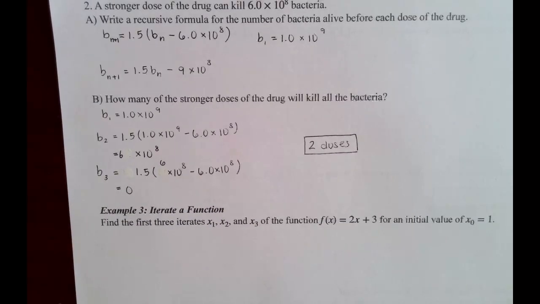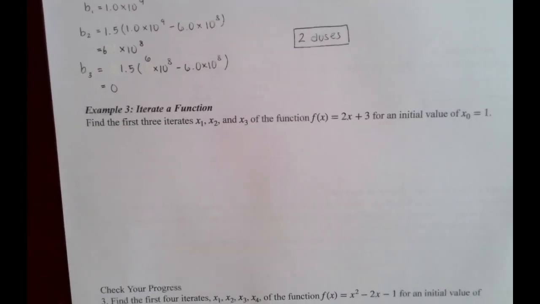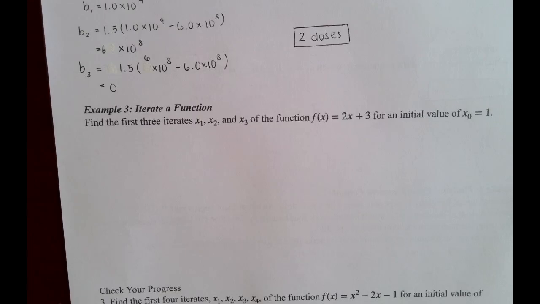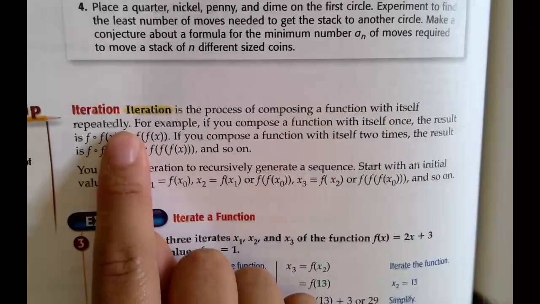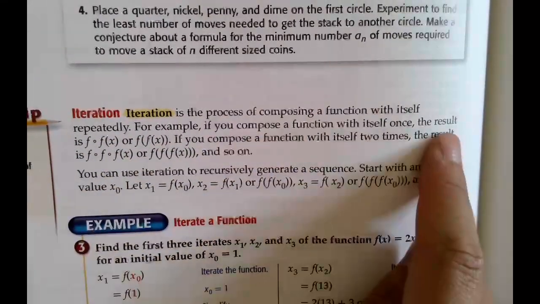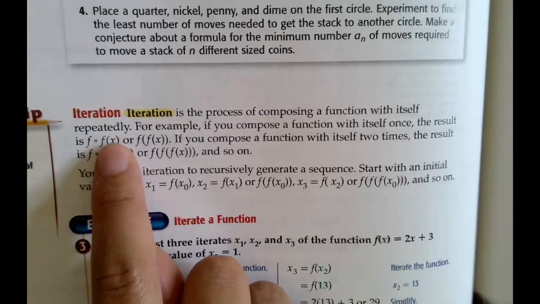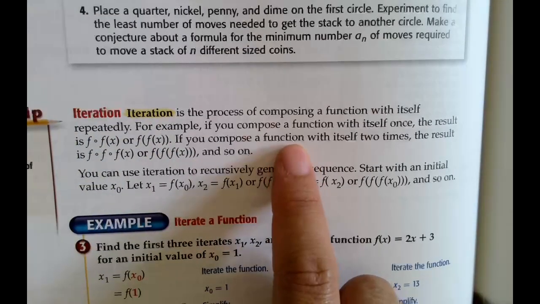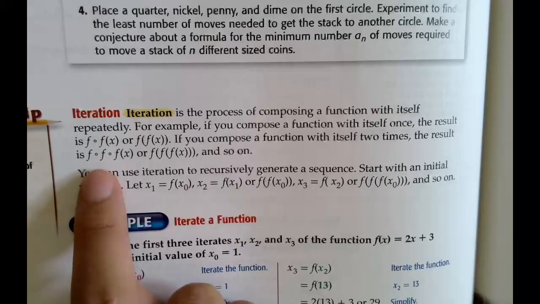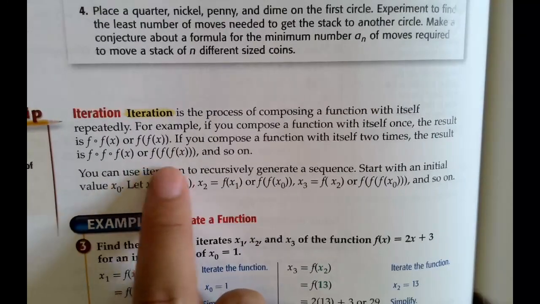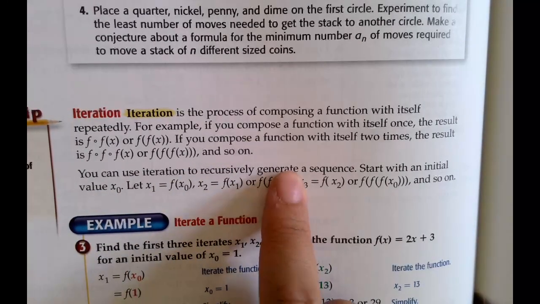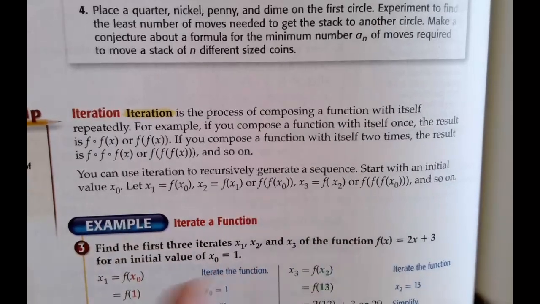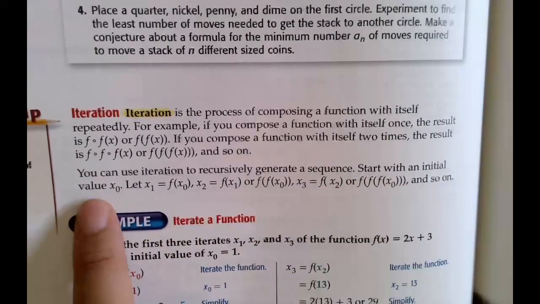Okay, so our next example is with iteration. So an iteration is the process of composing a function within itself repeatedly. So for example, if you compose a function with itself once, the result is f of f of x, right? We took f of x and plugged it in again. If you compose a function with itself 2 times, the result is f of f of f of x, or it's written like this. So we can use iteration to recursively generate a sequence, right? You're plugging it into the previous one, getting the next one. Okay? So it starts with an initial value of x sub 0.